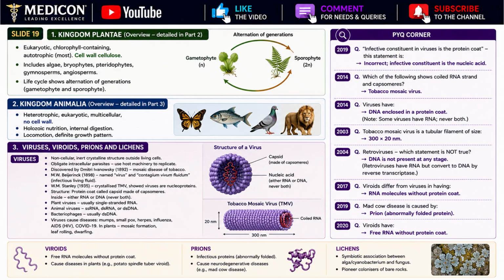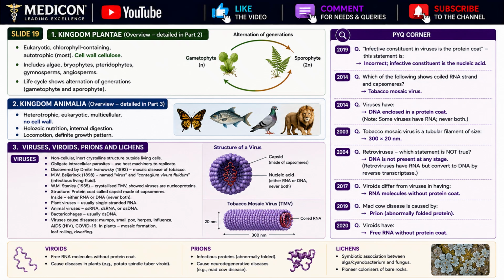Now comes the other kingdom, that is kingdom Plantae. Kingdom Plantae means plants. We already know all these things. They are eukaryotic and chlorophyll-containing, mostly autotrophic, and they have a cell wall made up of cellulose. They include algae, bryophytes, pteridophytes, gymnosperms, and angiosperms. The life cycle shows alternation of generations, like gametophyte and sporophyte.